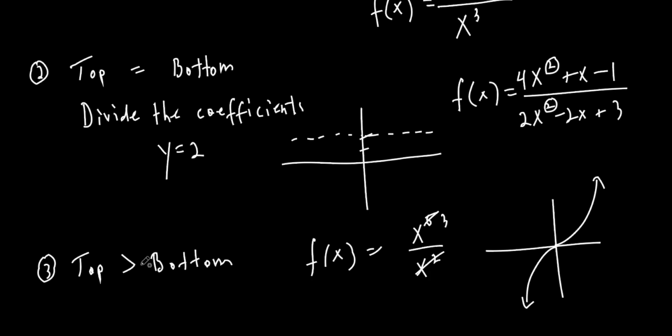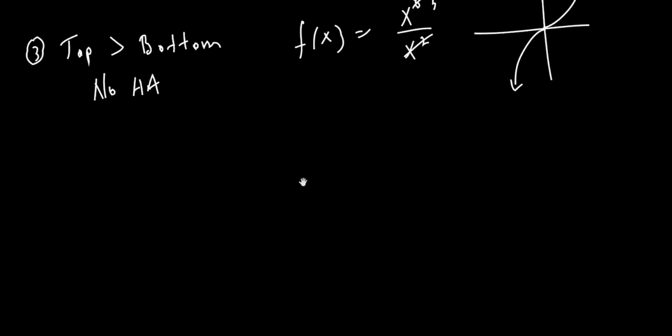So when the top is bigger than the bottom, now they're not always going to look like an exact x cubed, but it'll look something similar to that. When the top is bigger than the bottom, then there's no horizontal asymptote. I'll just put HA, is that all right? Does that make sense? All right, so make sure you know that for the quiz, because you're going to have to find those asymptotes. All right, so that's 1, 2, 3, and 4. Then we got 5 and 6, and that'll be it.